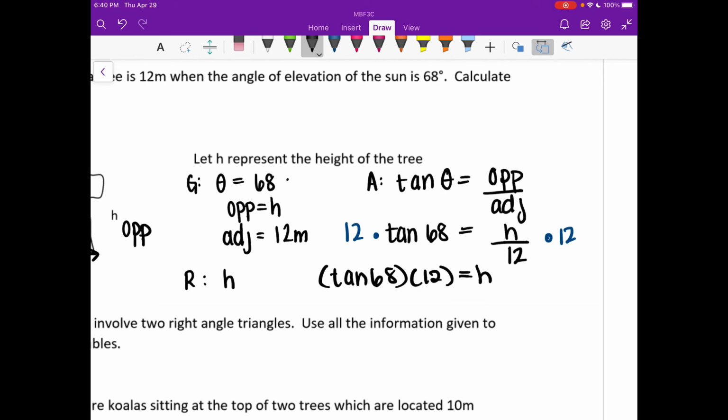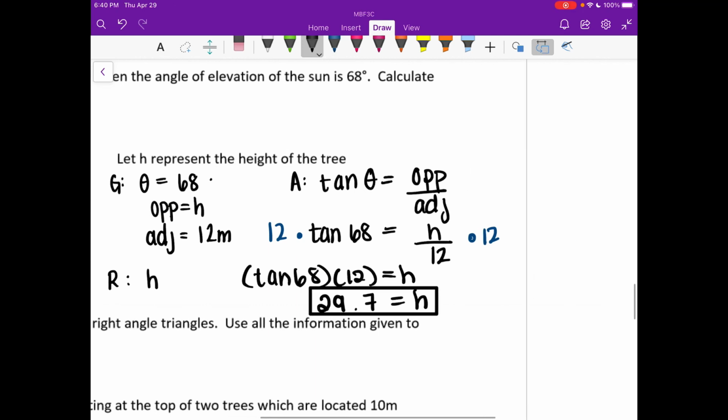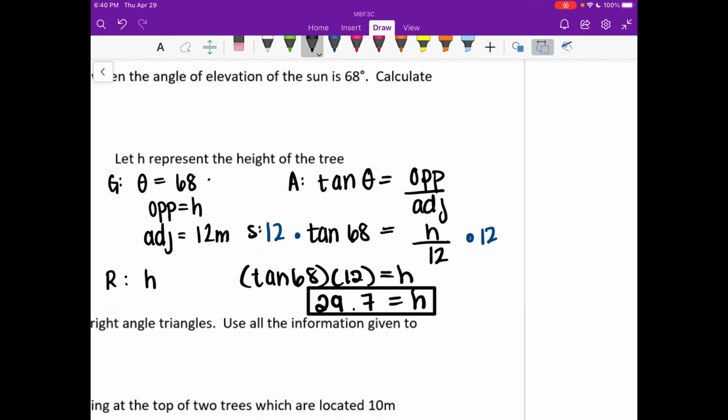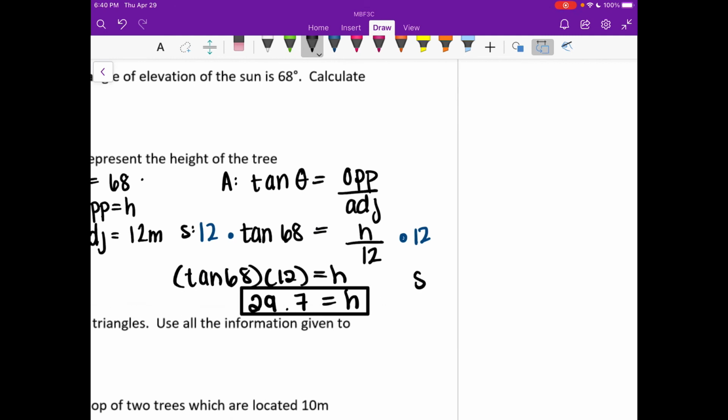So let's just write that in. Tan 68 times 12 is going to be 29.7, and we'll leave it at that, is equal to the height, right? And as always, this is just my solving spot, and as always I'm going to write a statement. Therefore, or instead of writing it out because I'm lazy, therefore the height of the tree.